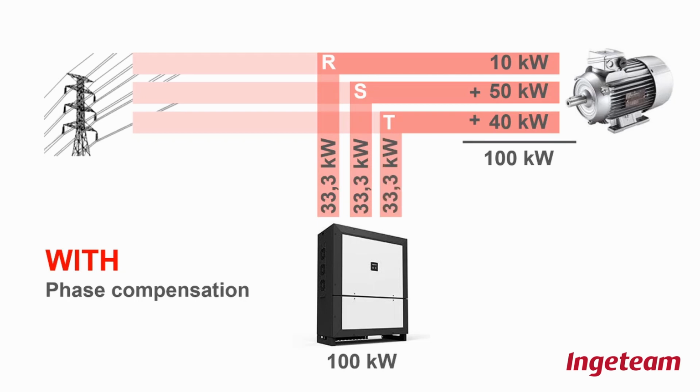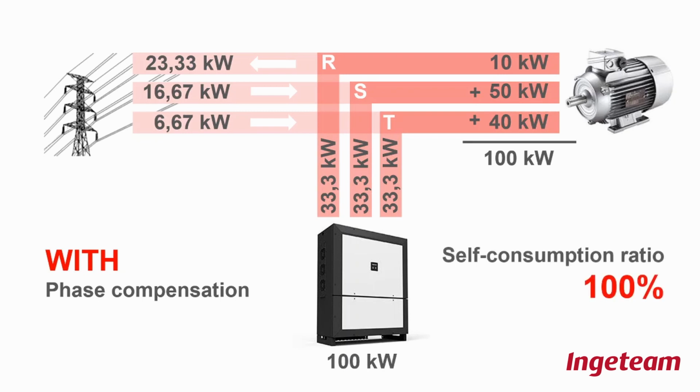This results in an injection of 23.33 kilowatts in phase R, which corresponds to the sum of the power consumed by the other two phases, 16.67 and 6.67 kilowatts in phases S and T. In the case of activating phase compensation, the self-consumption ratio increases from 30 to 100%.